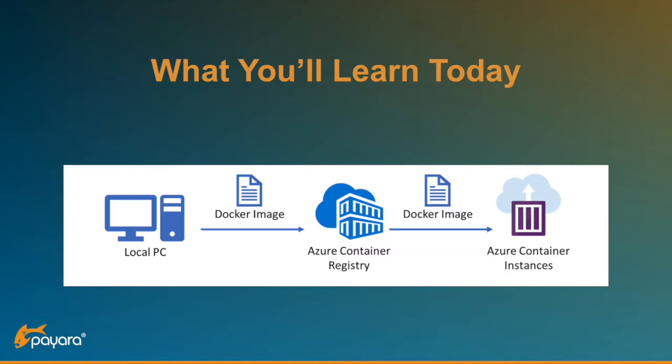We start by creating locally an application and creating a Docker image around it. We will be using Payara Micro for this one. We push it to an Azure container registry. This is the private version of the Docker Hub that you probably all know. And then that Docker image will be used to start a container instance, which then brings your application to the cloud by using the Azure platform.